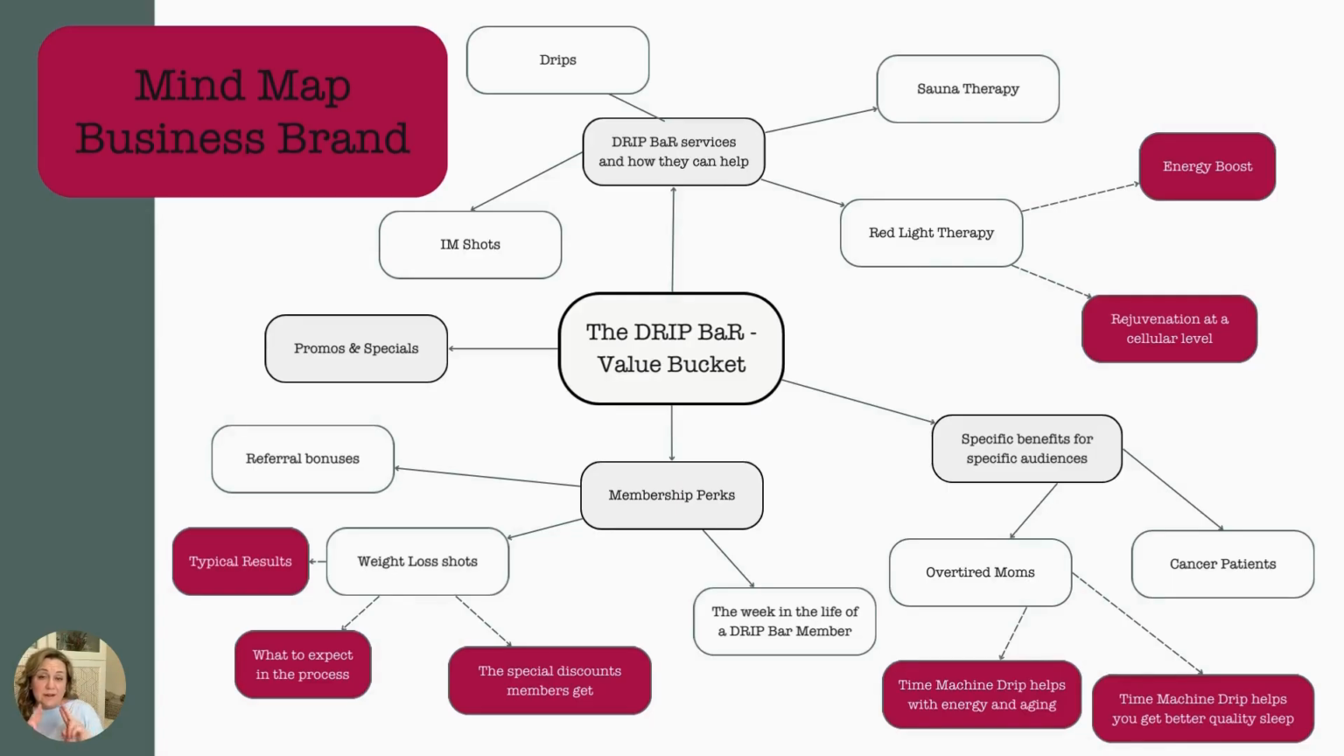So that could be 2 separate posts targeting the overtired mom, who really is our ICA, our ideal client avatar for the Drip Bar. But again, you need to do your whole worksheet on that. And that is the specific benefit of the Drip Bar value bucket. So if you were an overtired mom and you saw a post about how a time machine drip would help you with energy and aging or getting better quality sleep, you'd pay attention, right? So that is where you create content out here that she would be interested in.